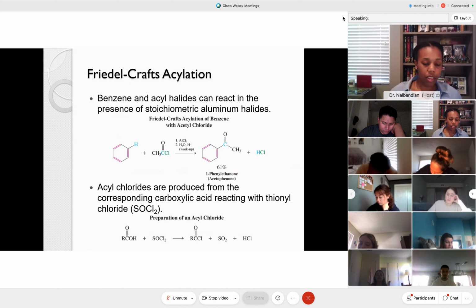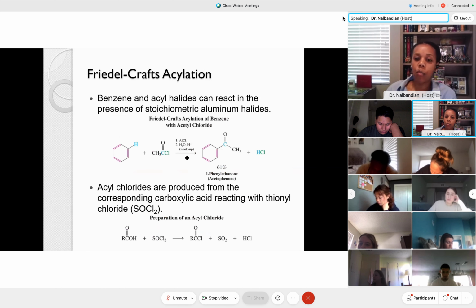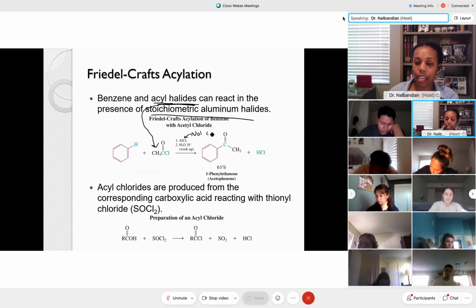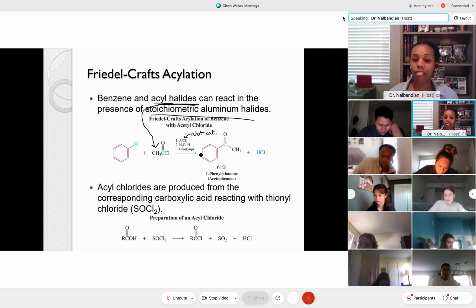So let's look at the nitty-gritty of the reaction. When we have our benzene and our acyl halides, what's an acyl halide? Acyl with some kind of a halogen on it. When we have these react, we don't use a catalytic amount, we use a stoichiometric amount of the aluminum halide. We used a catalytic amount for the previous reactions, but when we're doing the acylation, we have to use a stoichiometric amount. So 1 to 1 or even 1.2 to 1, something like that.